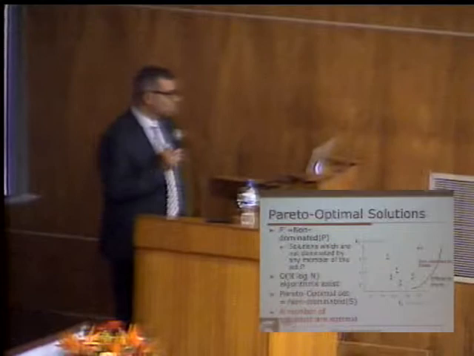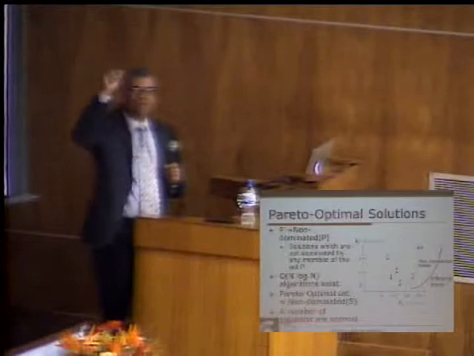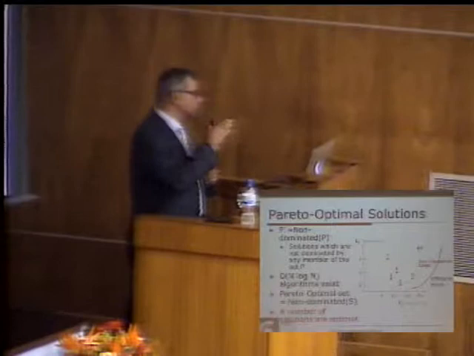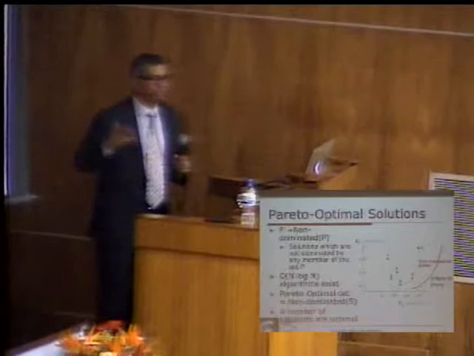population. What you will observe is that 3, 5, and 6, which I've joined with a red line, these 3 points do not get dominated by any other member. But solution one, for example, gets dominated by solution three. Solution two will get dominated by solution four. And similarly, solution four will get dominated by solution five. But nobody dominates three, five, and six.